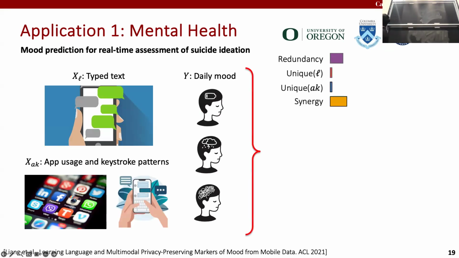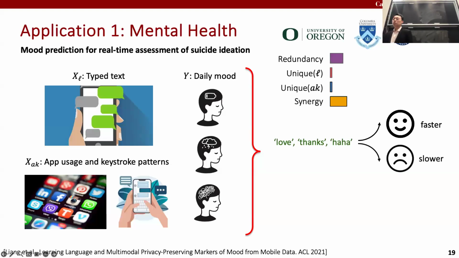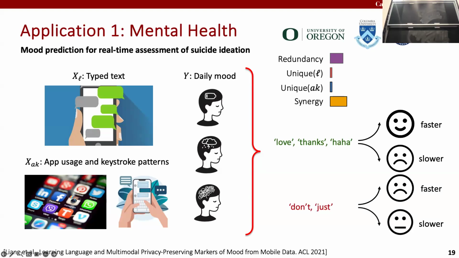Over here we find there's unique information in either modality, but there's actually a lot of redundancy and synergy. And this manifests in certain words that may seem positive in nature, like love, thanks, and haha. When these words were typed very quickly, it's a sign of very positive mood. But when these words were typed slowly, with deliberation, that was actually a big sign of negative mood. Likewise, some negative words, like don't and just, if they're typed very quickly, can be a sign of negative mood, but if they're typed slowly, it's a sign of neutral mood. So it's important to contextualize what words were being typed and also the pattern of how they were typed on these phones.